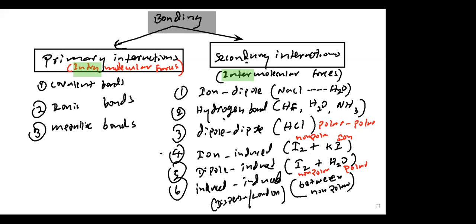So you can put an arrow downwards, right? What happens downwards? The polarity, the strength of the intermolecular force, decreases. Other way around: the strength decreases downwards. The strength decreases down the group.